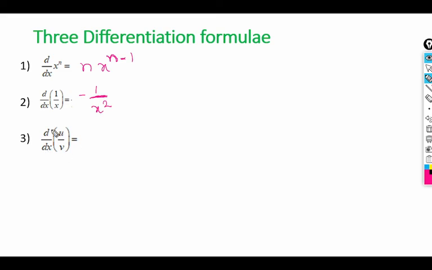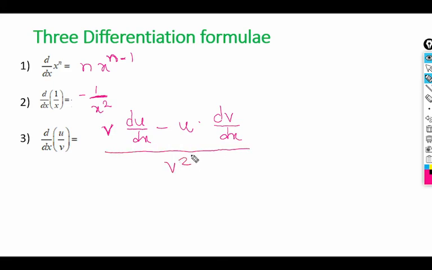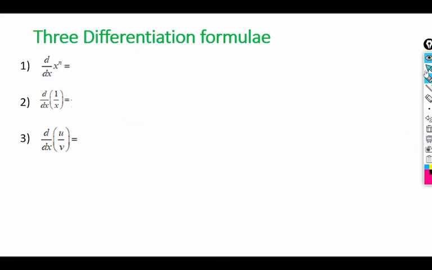And the last one is the quotient rule of derivatives, and the formula goes like this: denominator, which is v, into the derivative of the numerator, minus numerator into the derivative of the denominator, upon denominator square. That is the quotient formula of differentiation. So these are the three formulas which are important for the Laplace transform examples.